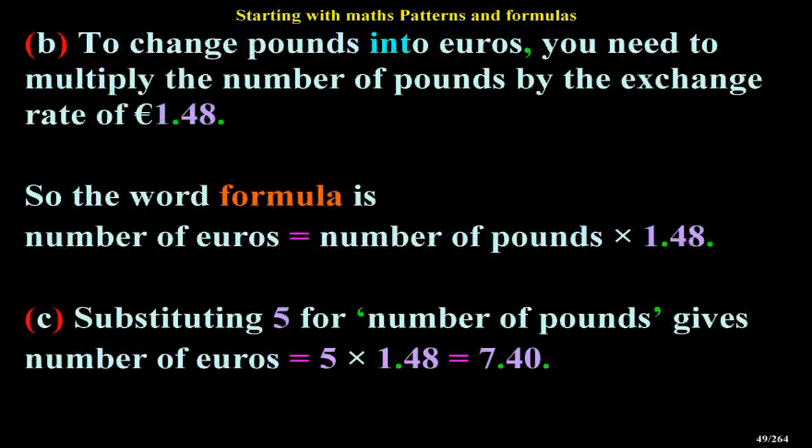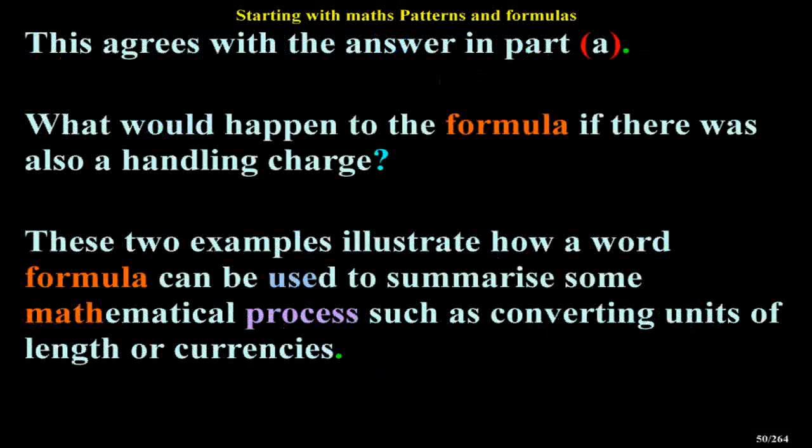To change pounds into euros, you need to multiply the number of pounds by the exchange rate of 1.48. So the word formula is: number of euros equals number of pounds × 1.48. Substituting 5 for number of pounds gives number of euros equals 5 × 1.48 equals 7.40. This agrees with the answer in part A. What would happen to the formula if there was also a handling charge?